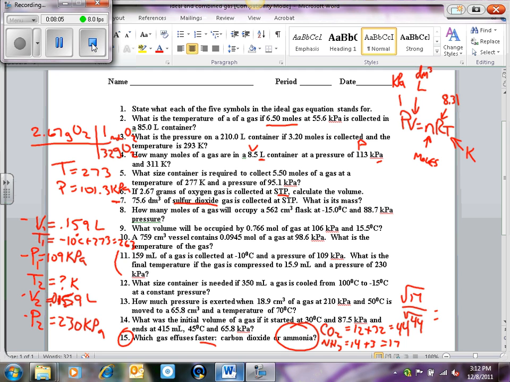Okay, good luck, and that's pretty much it for the gas laws. You know all of the ins and outs of it with combined gas law and ideal gas law.